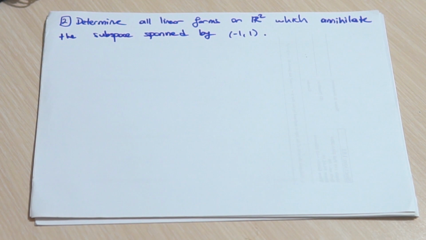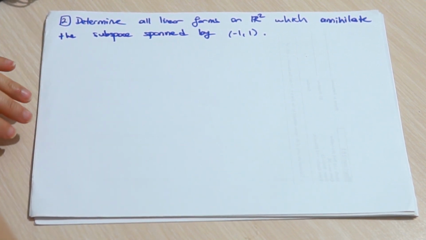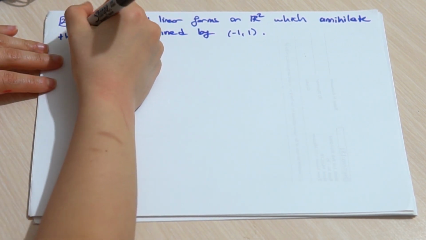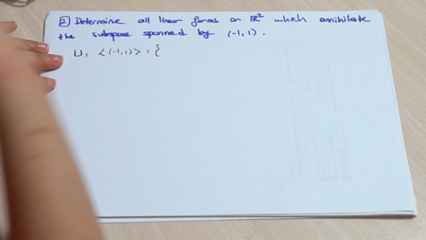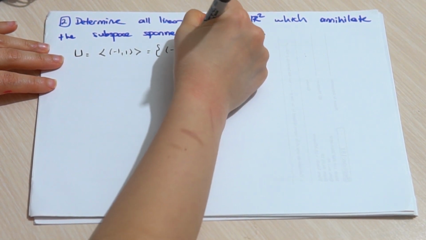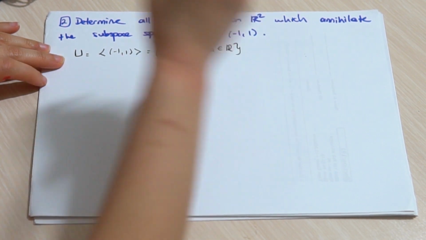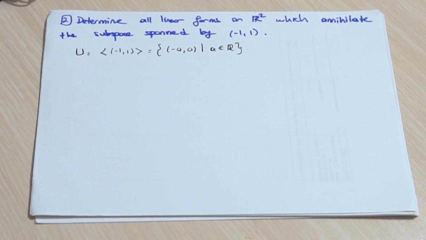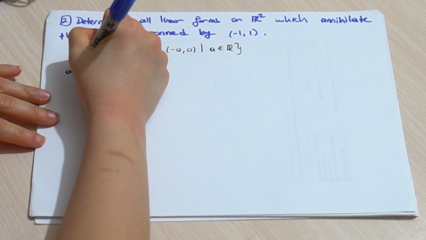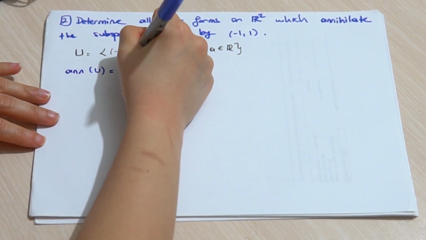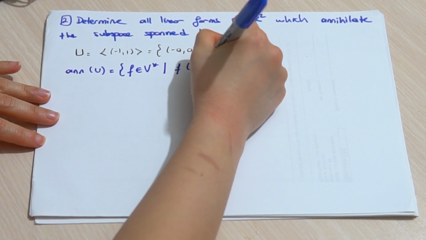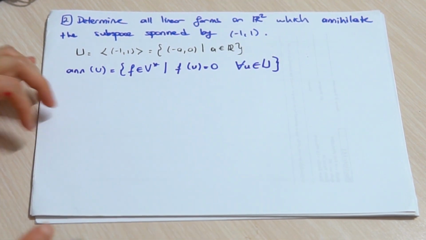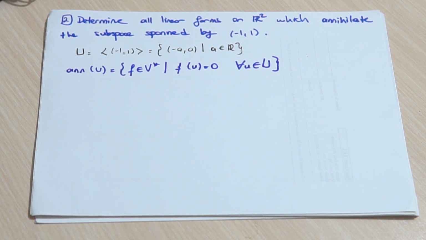Question 2 is: determine all linear forms on R^2 which annihilate the subspace spanned by (-1, 1). Now we need to find the annihilator of this space. Our subspace is U, and U will be generated by (-1, 1). So elements of U are of the form (a, -a) with a in R, right? Now we need to find the annihilator of this U. Annihilator of U means that we need to find elements f of the dual space such that f(u) is equal to 0 for any u in U.